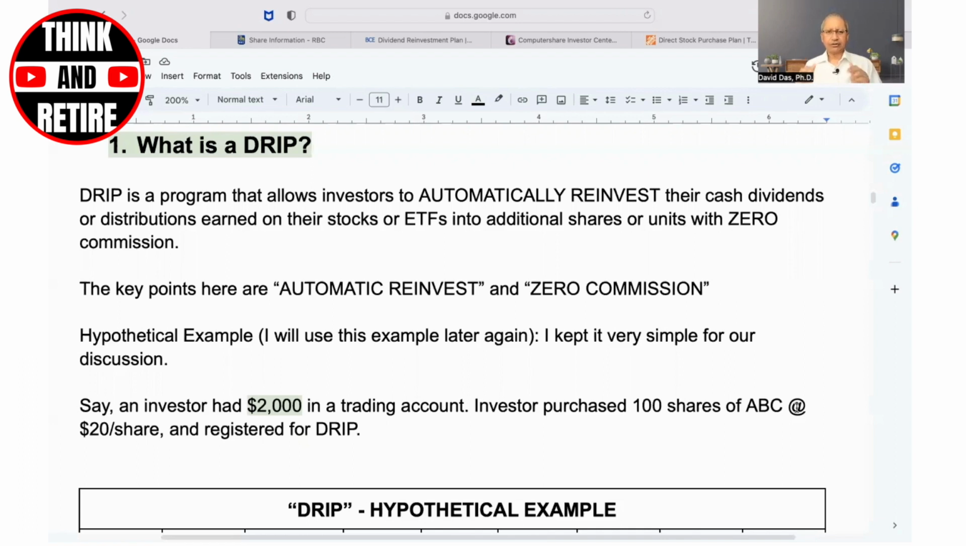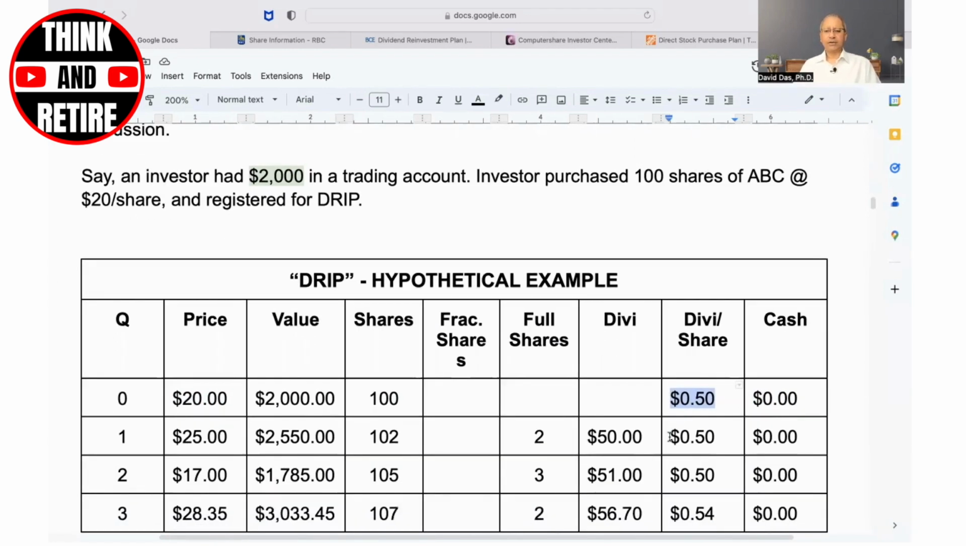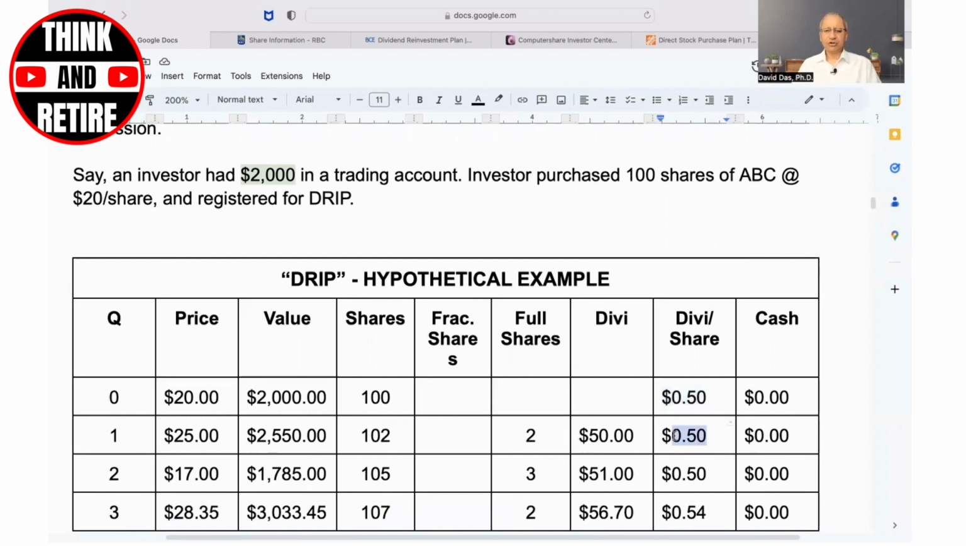Let's say the investor has a $2,000 trading account and he or she buys 100 shares of ABC at $20 a share. So at the beginning, the investor has a $2,000 trading account and purchased 100 shares at $20 per share. And so the remaining cash in that account is zero. And at the time, the dividend offered by the company was 50 cents per share. At the end of quarter 1, the dividend remains the same, 50 cents a share.